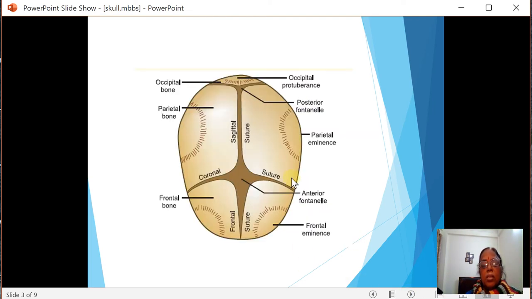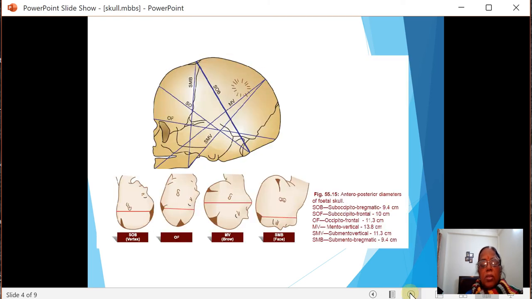This is the picture of the skull showing you all the sutures, the lambda, the occipital bone, the frontal bone. Now this gives you a whole view. When it is suboccipitobregmatic, the engaging diameter, this is the head which is fully flexed and this is vertex presentation. And when this is deflexed, you can say this is occipitofrontal. So that is the occipitofrontal and it is a deflexed head.